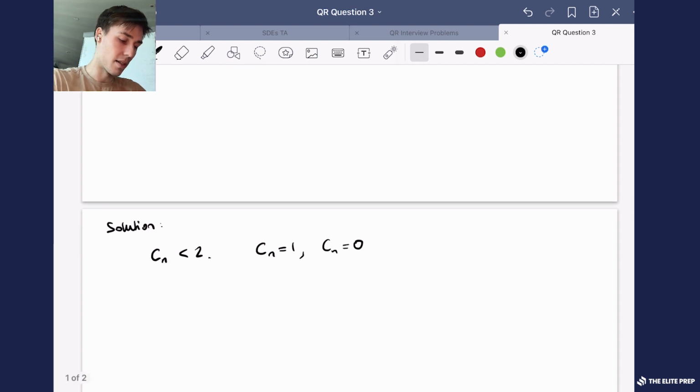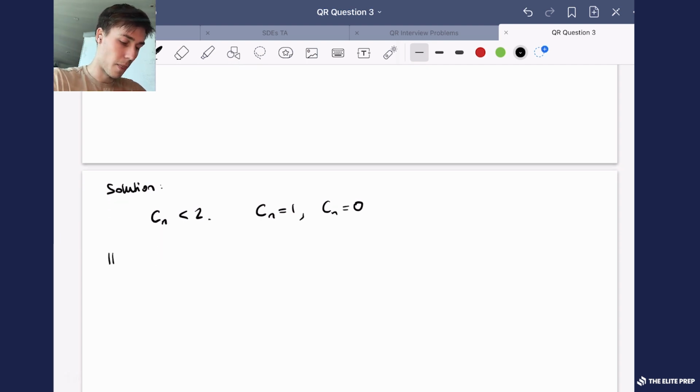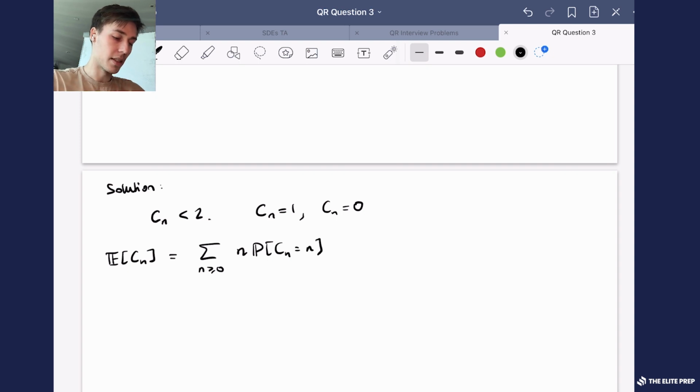And remember that the expectation of Cn is, by definition of the expectation, equal to the sum over k greater than or equal to 0 of k times the probability that Cn is equal to k. Since Cn is less than 2 with probability 1, this is just equal to the probability that Cn is equal to 1.